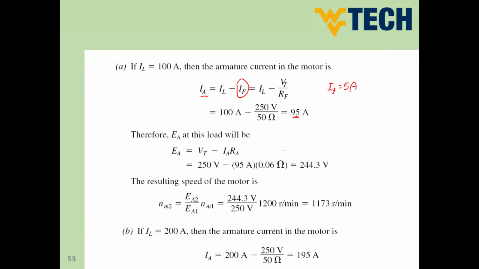Now, we need to find the induced volt. So EA equals VT minus IARA. So 250 minus 95 times 0.06. So this is the value of the back EMF. The missing data, as we mentioned, is the value of KFI. How can we get this value of KFI? So we said we can get it from an operating point.